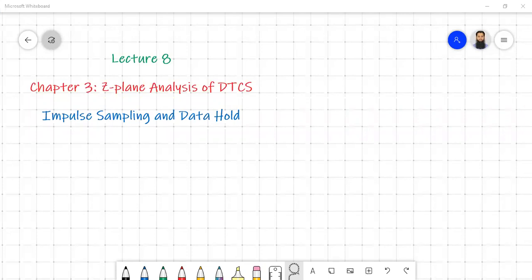We are discussing chapter 3, the Z transform analysis of discrete time control systems. This is the beginning, the first class of this chapter. Today we are going to cover the topic impulse sampling and the data hold. Before going to the actual topic, let us discuss some of the applications of the Z transform analysis.